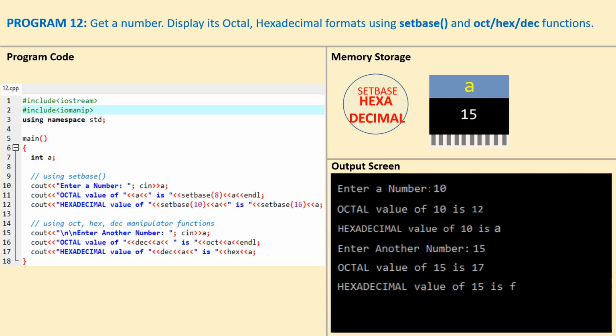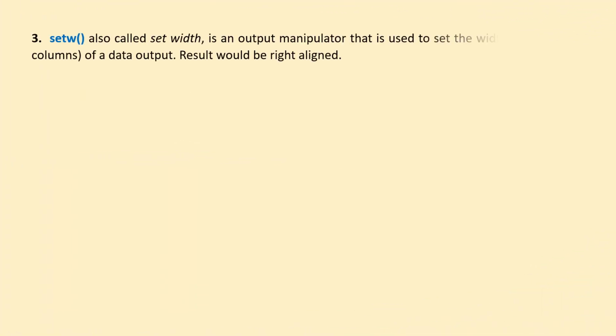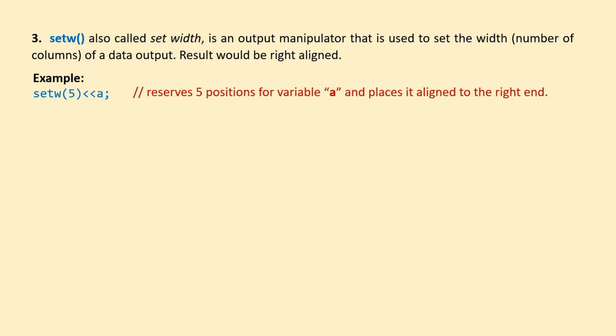So now let's see the third manipulator function, setw function. Also called setWidth, it is an output manipulator that is used to set the width, or number of columns, of a data output. The result would be right-aligned. For example, setw of 5, insert A.